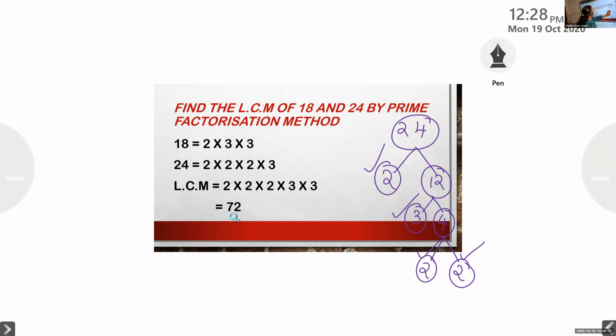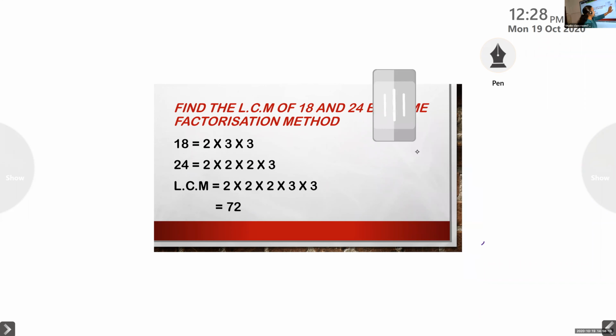Using this prime factorization method, that is what we will do today. Prime factorization. Okay. So we know 18 can be written as 2 into 3 into 3. 24 can be written as 2 into 2 into 2 into 3. Okay. So here we will check 2 is repeated maximum how many times.